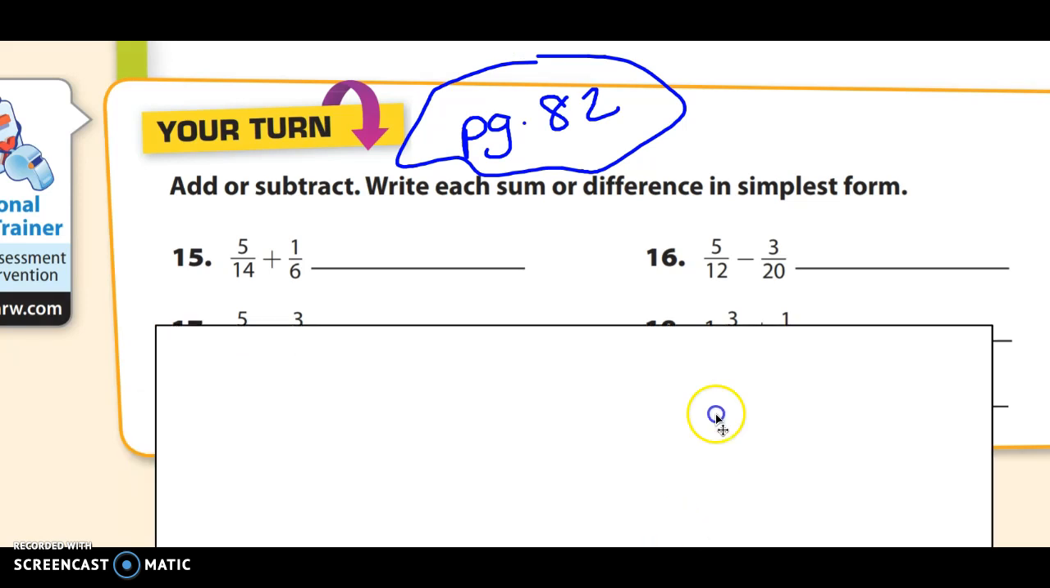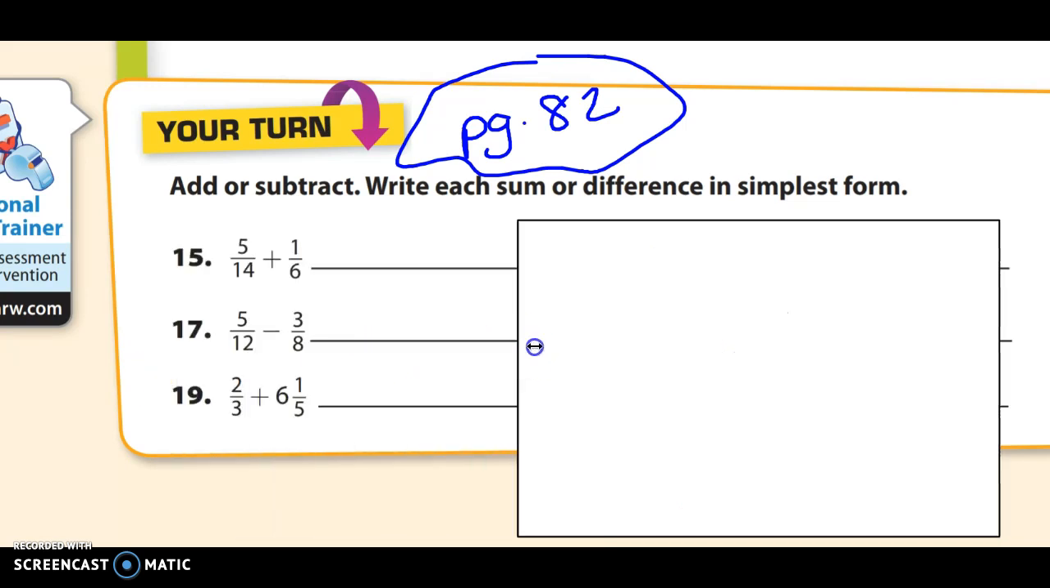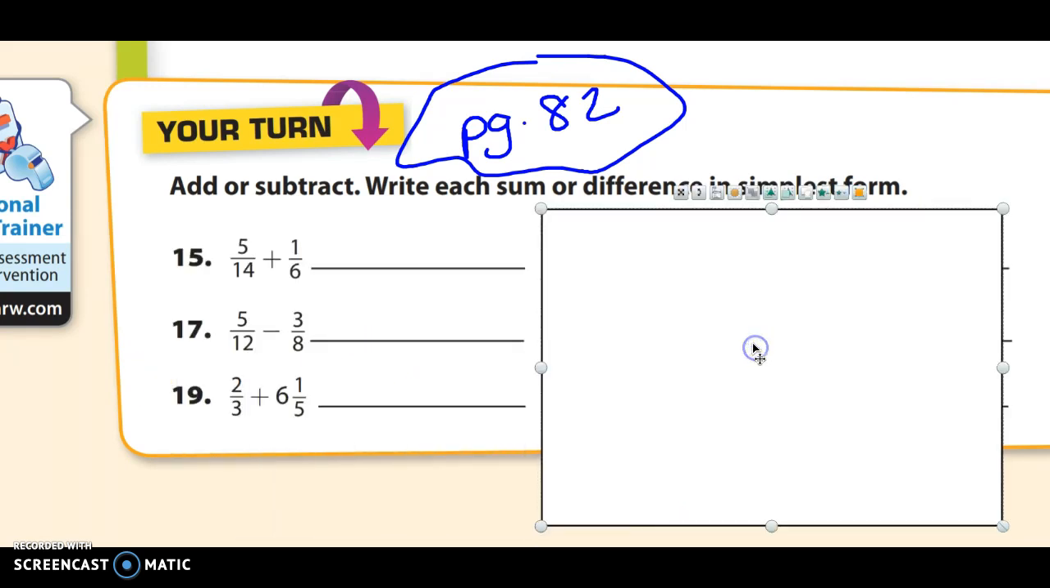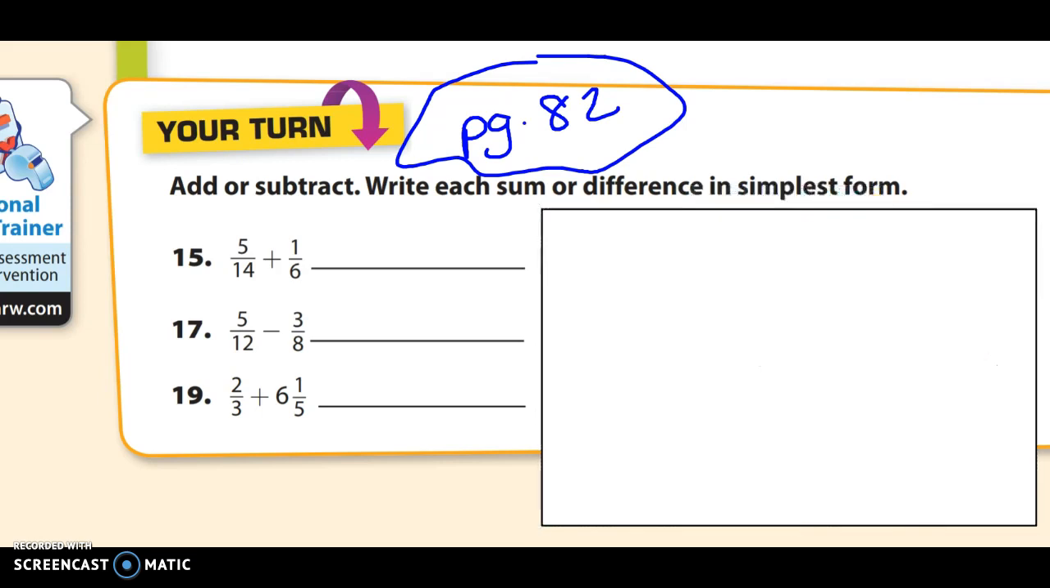I think what I'll do here is maybe I'll put my whiteboard on this half of the page and do 15, 17, and 19. And then I'll move my whiteboard over and do the other 3. Okay. So number 15, I'm going to do all my problems right here. I like to copy the problem down just as it was given to me, 5/14 plus 1/6. And then what I do is I think about my multiples.